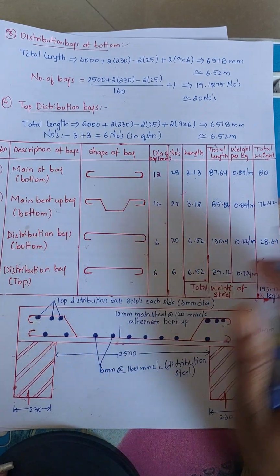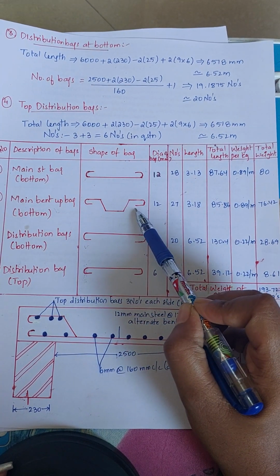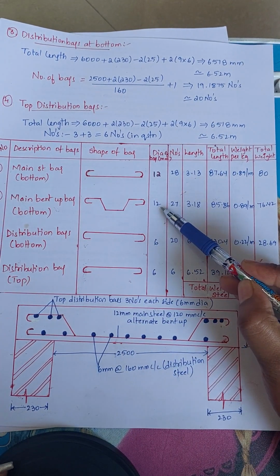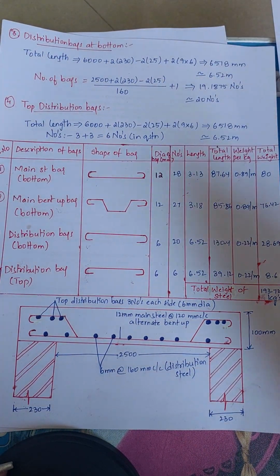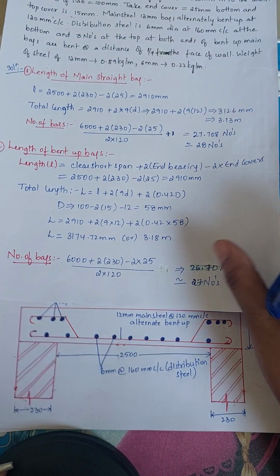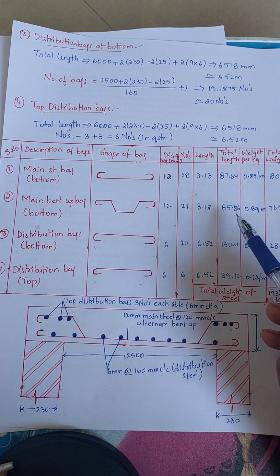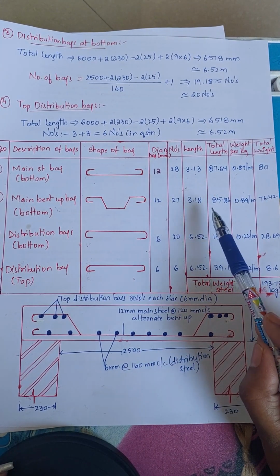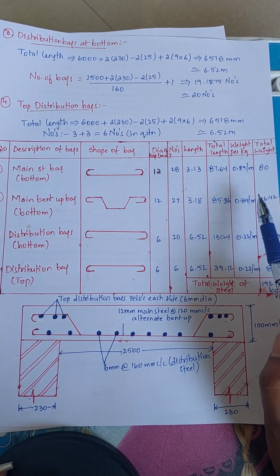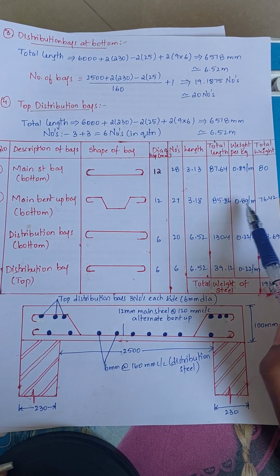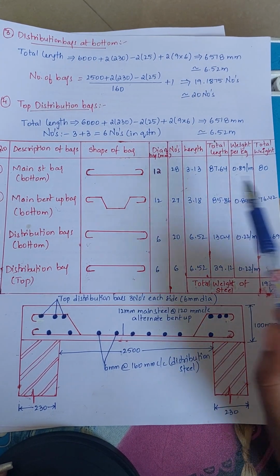In the same way, we have to put all the details which we have got over here. For the main bent up bar, the shape will be in this way. We are using 12 mm dia, and we got 27 numbers required. The length here is 3.18 meters. After calculating 27 into 3.18, we get 85.86. So 85.86 into weight, d square by 162, we get this weight. After doing this, we get 76.42 kgs of steel required for bent up bars.